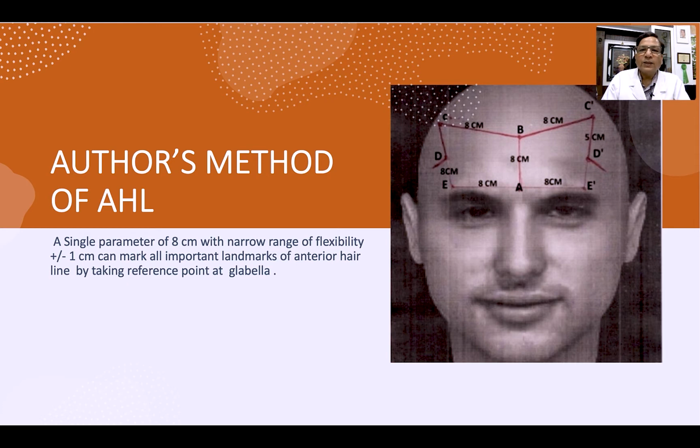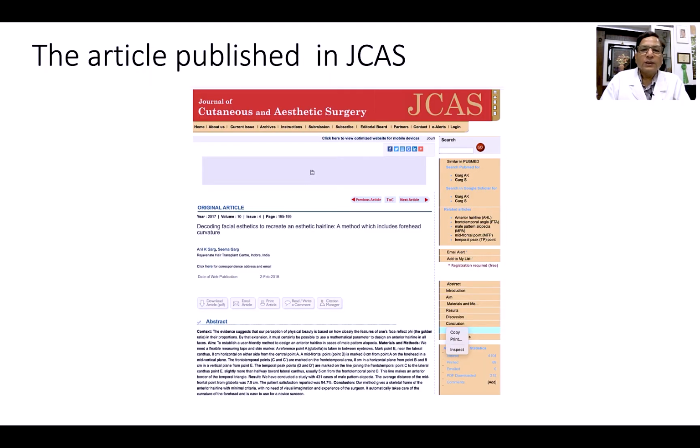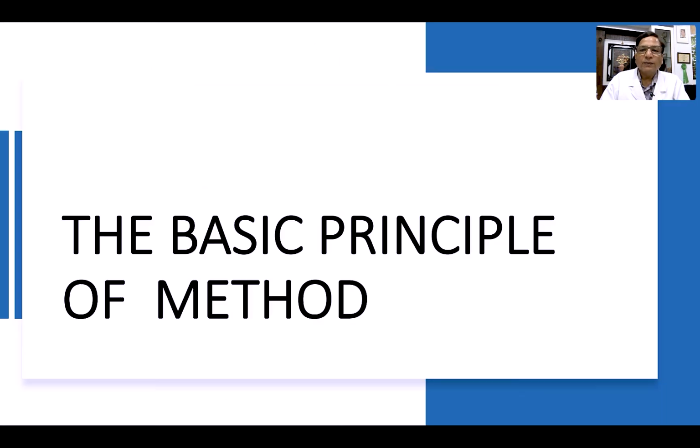Androgenetic alopecia is an ongoing process. If you consume too many of the hair follicles in the anterior hairline, then you will not have the donor hair follicles to cover the rest of the scalp for the future. This article was published in the Journal of Cutaneous and Aesthetic Surgery, which is a peer-reviewed journal.